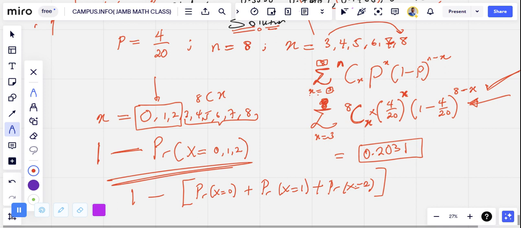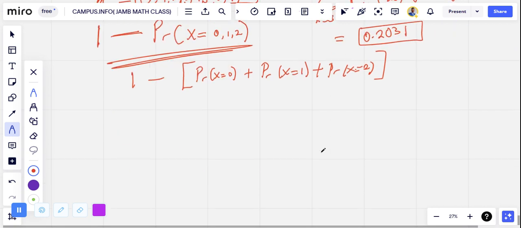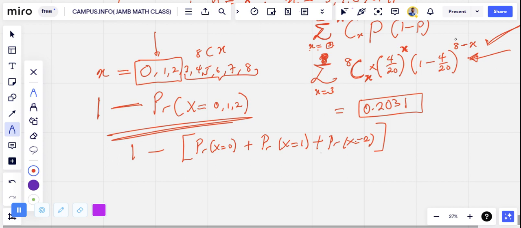Okay, guys. Can you all see my screen now? So this was the alternative for at least three: taking 1 minus the complement part, that is, we would not include 0, 1, 2 in the at least 3. I think this will also take your time, but it is preferable that you use this particular concept here. All right.